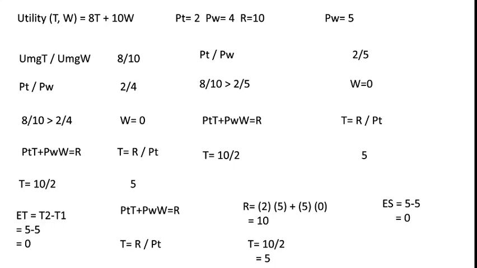Now, the substitution effect equals T2 subtract T1. In this case, 5 subtract 5 equals 0. Now, total effect equals income effect plus substitution effect. Total effect equals 0, and substitution effect equals 0. In this case, the income effect equals 0. It's the same.